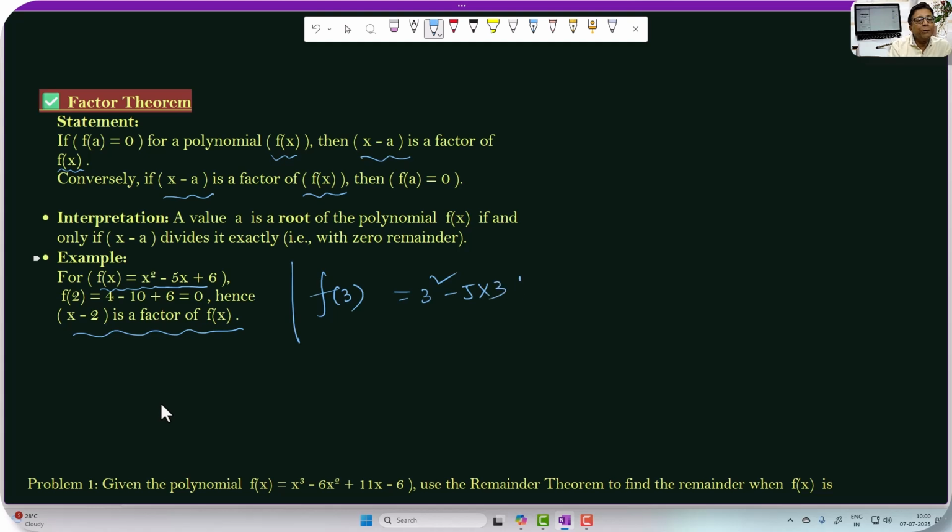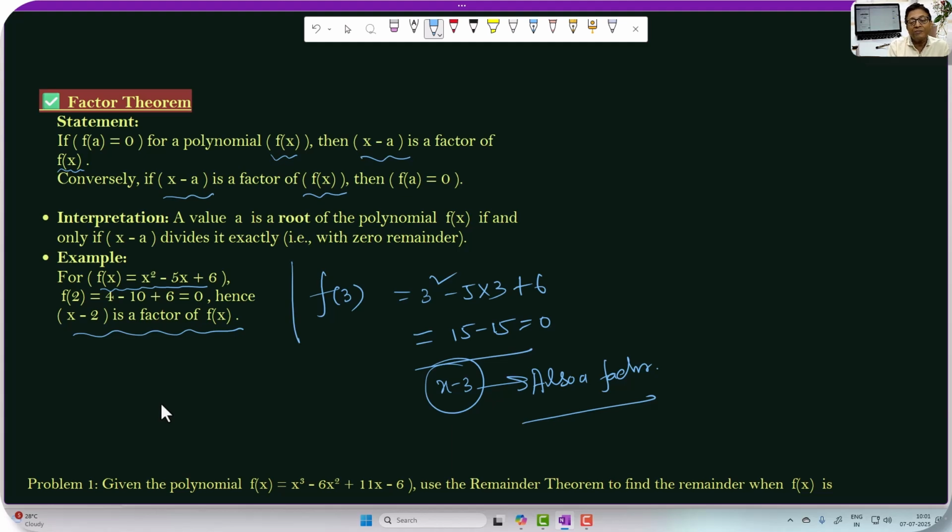For example, if we have the polynomial f(x) equal to, say, x^2 minus 5x plus 6. What is the value of f(2) here? Just put 2^2 is 4 minus 5 into 2 is 10 plus 6, 0. So we will say that x minus 2 is a factor of this thing. What about f(3)? Let us check. This is 3^2 minus 5 into 3 plus 6, that is 15 minus 15, 0. So x minus 3 is also a factor. Clear? Hope you have understood.